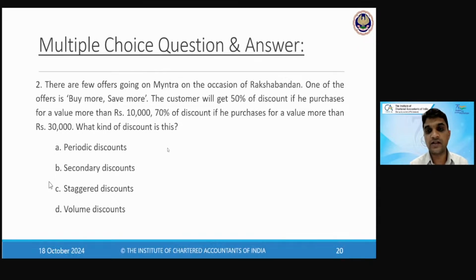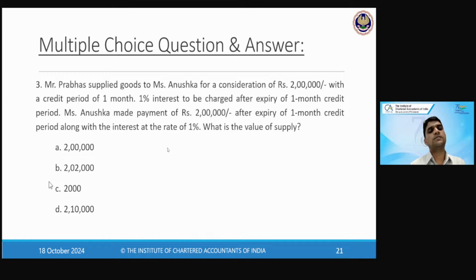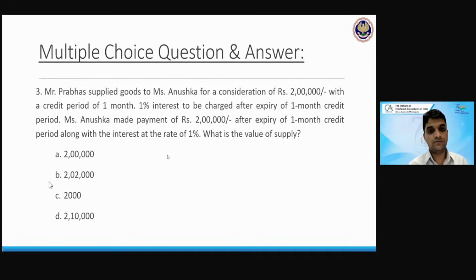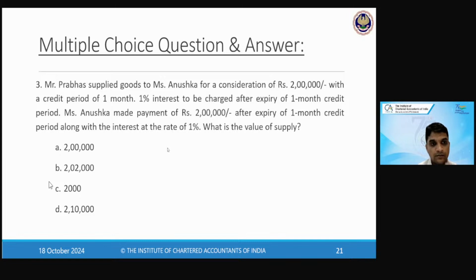Everybody has given a correct answer for this. It is a staggered discount. Mr. Prabhas supplies goods to Ms. Anushka for a consideration of 2 lakh rupees with a credit period of 1 month. Answer is B, 2 lakh 2000 rupees. Correct.